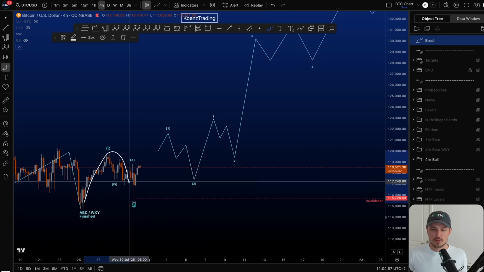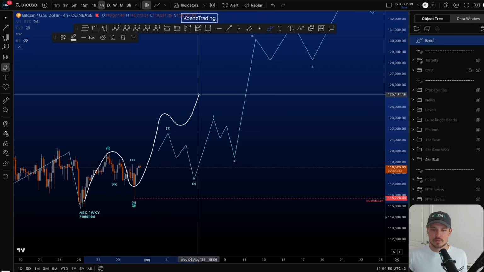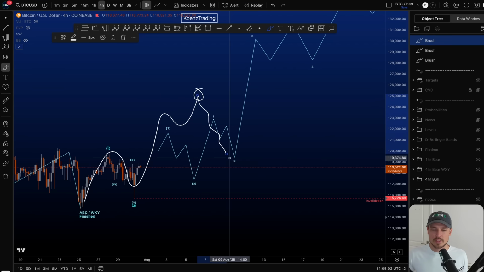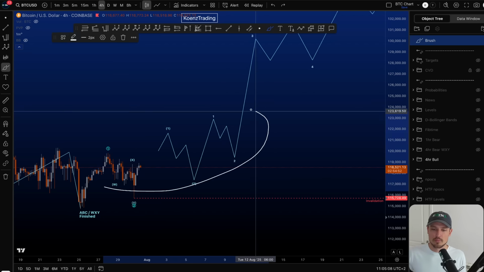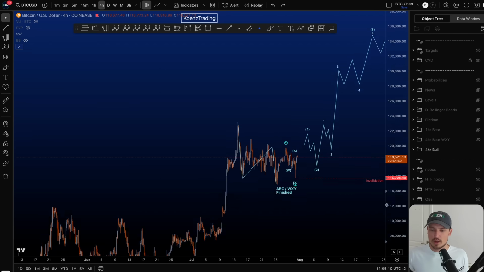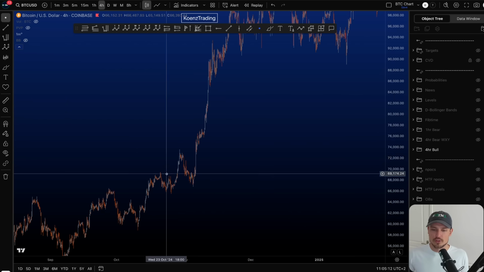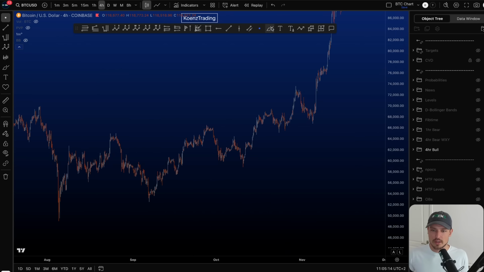If price would just move to the upside like this, 1, 2, 3, 4, 5, then after wave 5 you expect a deeper retracement again, and this move to the upside will be significantly less bullish compared to creating a multi-1-2. A great example of a multi-1-2 was after the low at 49k over here.